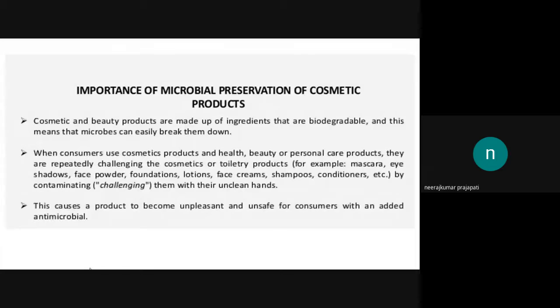Next, we'll move forward to the importance of microbial preservation of cosmetic products. We all know that the stability of the product depends on the microbial load. Cosmetic and beauty products are made up of ingredients that are biodegradable, and we use different types of ingredients. Few of them are herbal ingredients. We use different types of raw material for the preparation of cosmetic products.